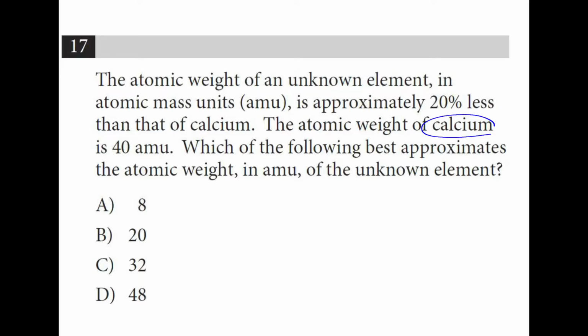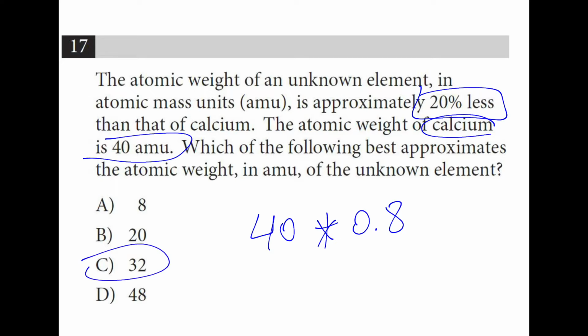So calcium weighs 40 AMU, and then another element is 20% less. So I take 40 times 0.8, and that's 32.